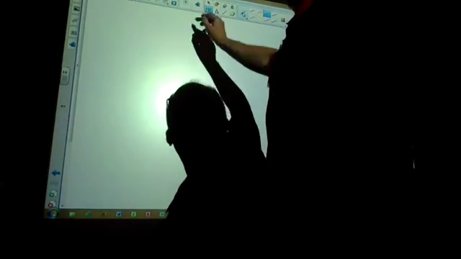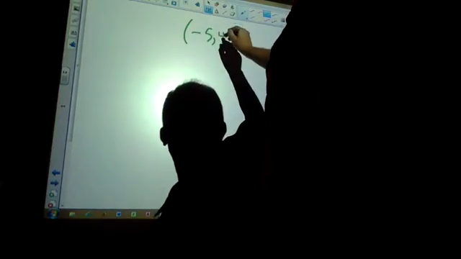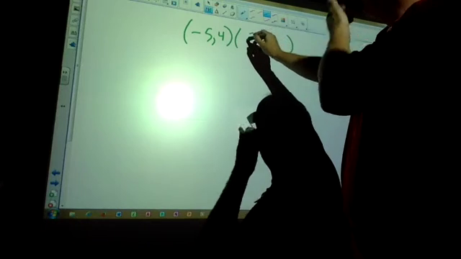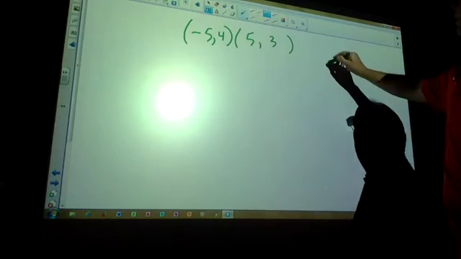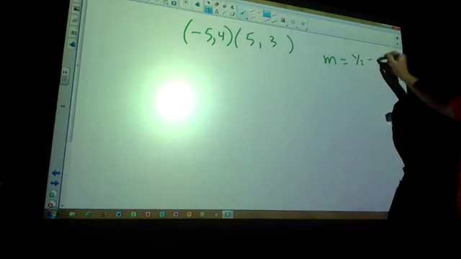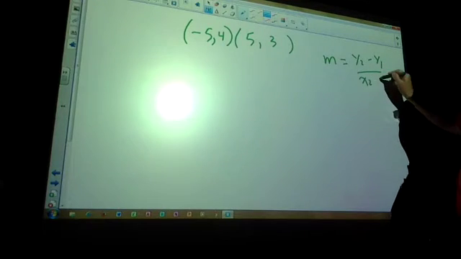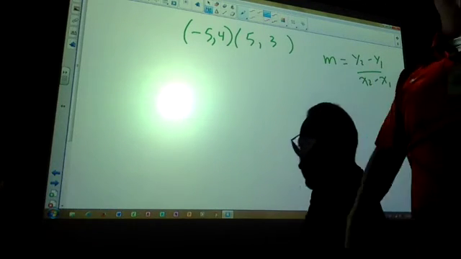Ram, what'd you get for? You want help? You got it, buddy. Looks like -5, 4. And what's the other point? 5, 3. Is that right? Yep. Okay, we want to find the slope, which is this equation. And I always write the equation just so I can get it right, because, boy, I sometimes flip-flop things.